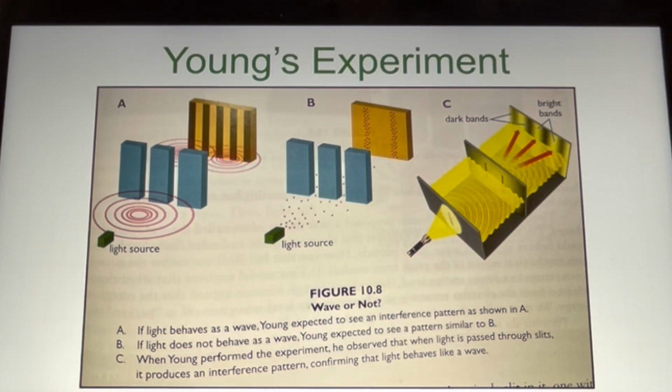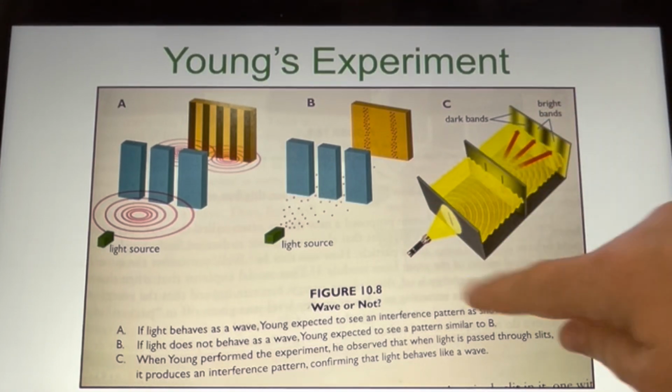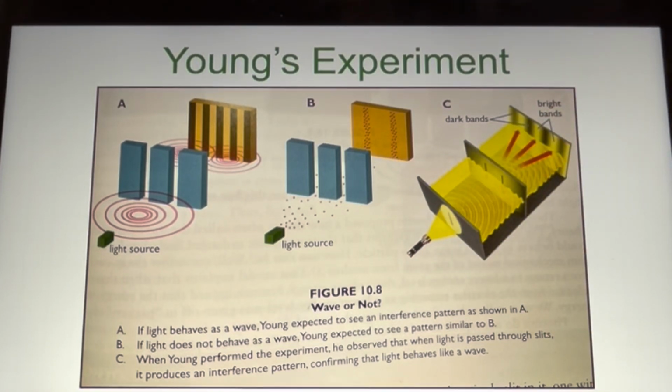And over here, when Young performed the experiment, he observed that when light is passed through slits, it produces an interference pattern confirming that light behaves like a wave. So Young set up 3 boards, one with a single slit in it, one with a double slit in it, and a solid one to be a screen. He then passed a light beam through the slits to see what would show up on the screen.